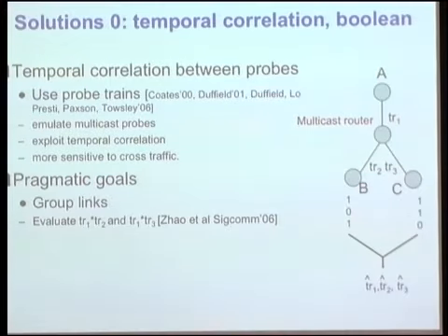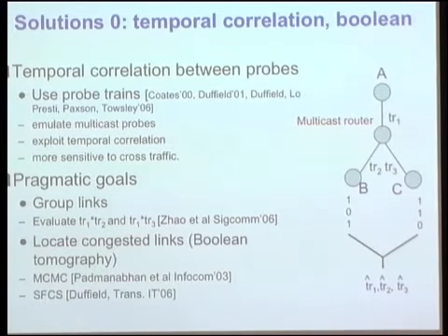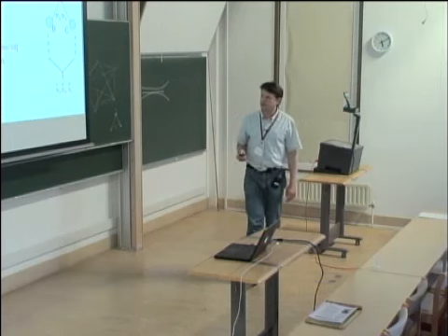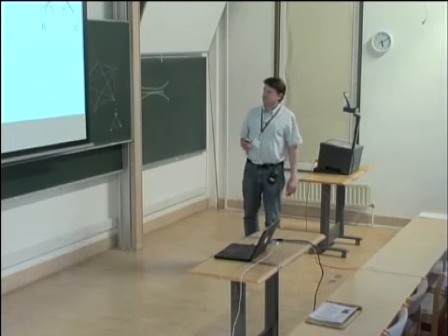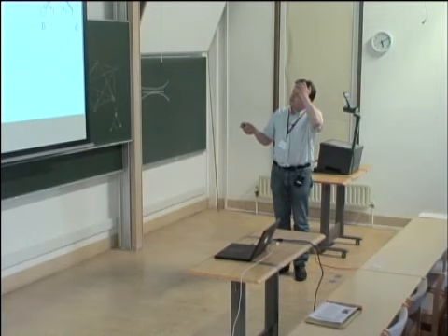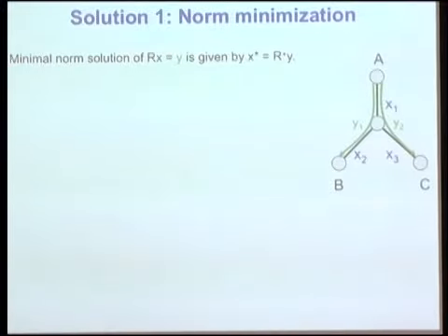Another approach has been to either group links, or, instead of trying to find the value of these different transmission rates, to see if they are above or below a given threshold, in which case you have a Boolean tomography instead of the usual tomography. Now, what we are going to do is actually to still look at trying to find x1, x2, x3, so the log of the different transmission rates here. And so a first approach that comes to mind, of course, is to use a pseudo-inverse. So you replace R by the pseudo-inverse R plus, and you're trying to find a solution. Of course, you can do that, it's fine.